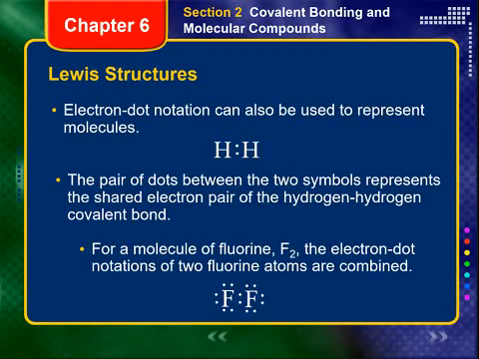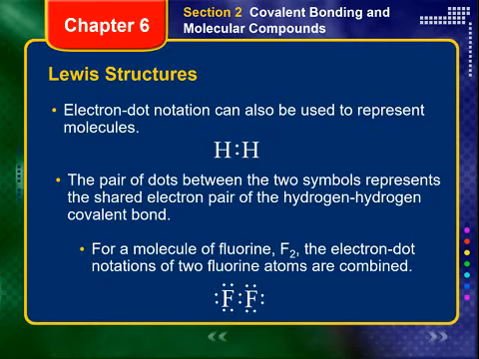Lewis structures. Electron dot notation, as we saw in the last video, can also be used to represent molecules. For example, a hydrogen molecule, H2, is represented by combining the notations of two individual hydrogen atoms, as is seen on the screen now. The pair of dots represents the shared electron pair of the hydrogen-hydrogen covalent bond.